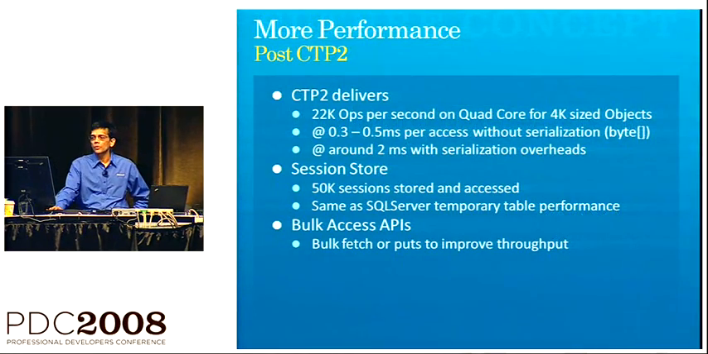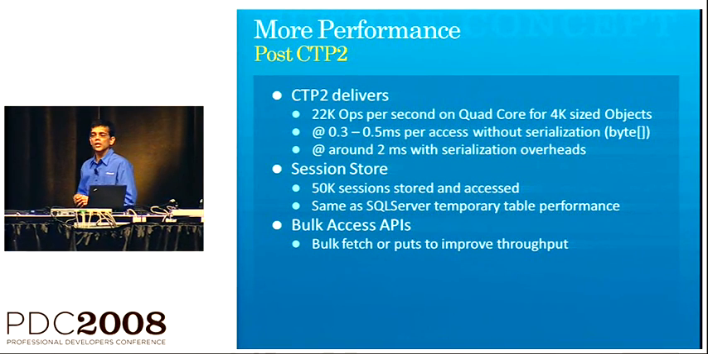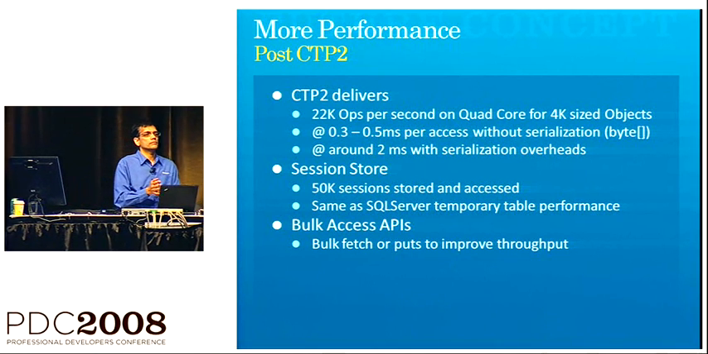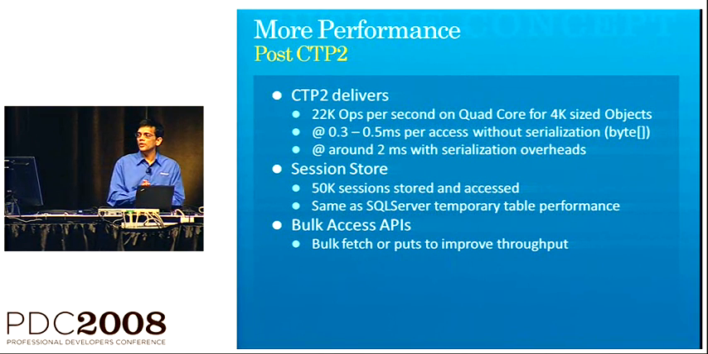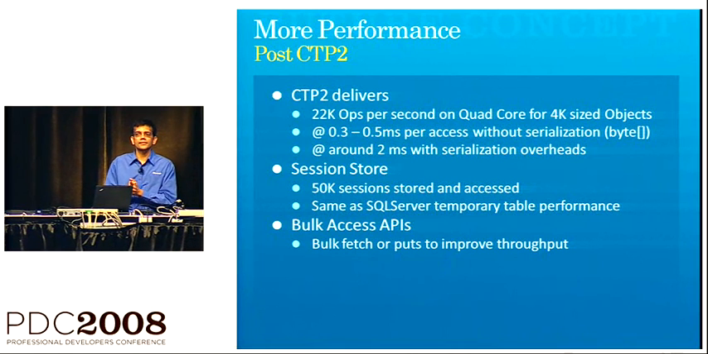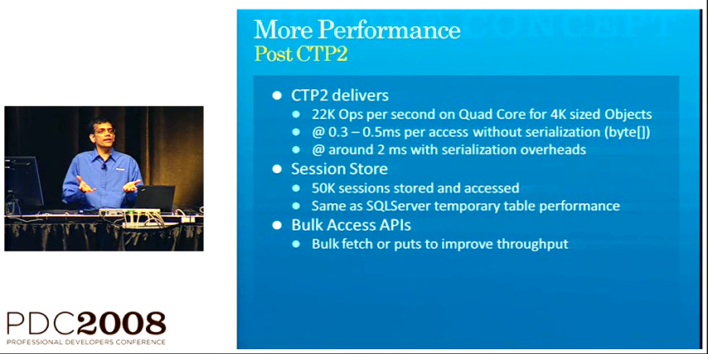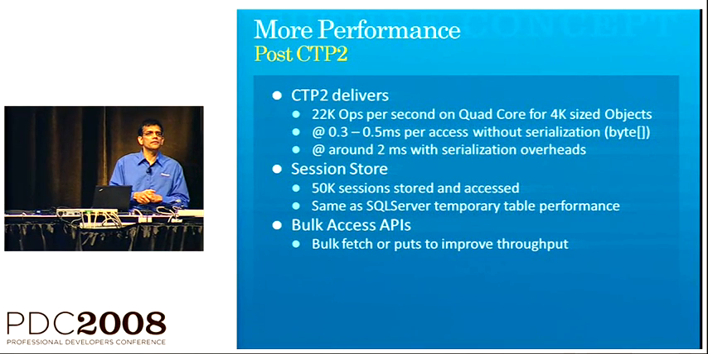So looking ahead, what are we planning to do? Some of the perf numbers that we've seen so far are by no means complete. We're still working a lot. With CTP2, we can do about 22,000 operations per box. On one quad-core box, we can do about 22K ops for roughly 4K-sized objects, at about 0.3 to 0.5 milliseconds per object. This is pretty fast. And obviously, the more boxes you add, the more aggregate cache throughput you get. If I add 2 boxes, you can get 44K, for example. And if you add the serialization and deserialization overheads, we roughly get into the 2 to 3 millisecond range.